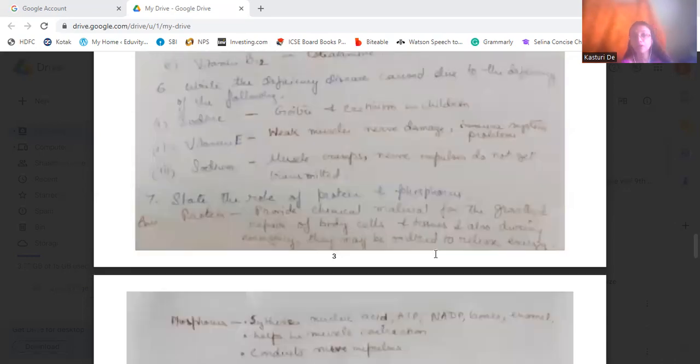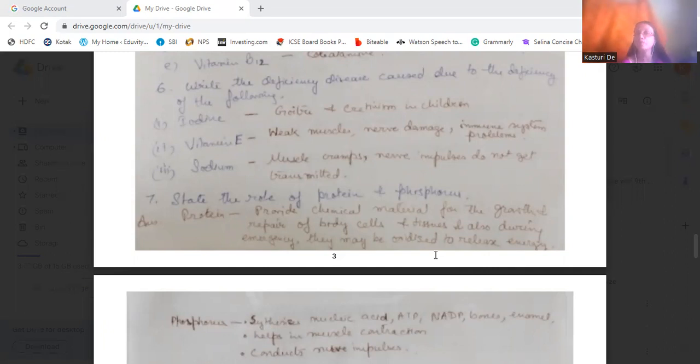Okay. Then sodium. Sodium deficiency causes muscle cramps. Nerve impulses do not get transmitted. Okay, and people can become unconscious also due to sodium deficiency.